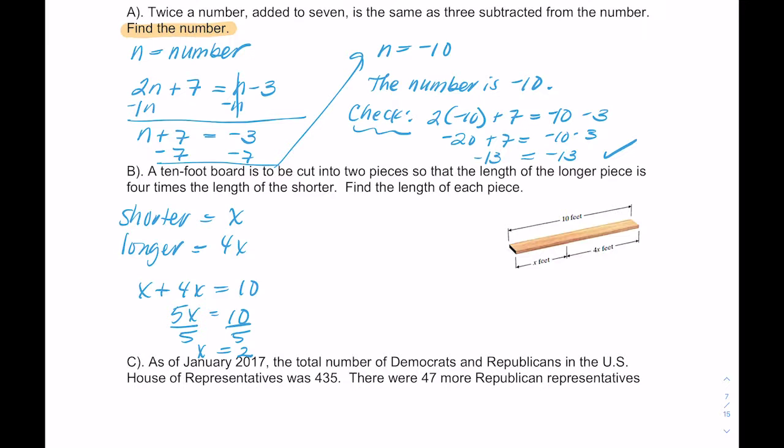So the question says, find the length of each piece. So I found x, and x represents the shorter piece. So I know the shorter piece is 2 feet. To get the longer piece, I'm just going to substitute 2 for x. So 4 times 2 gives me 8. So the pieces are 2 feet and 8 feet. And if you add 2 plus 8, you get 10.